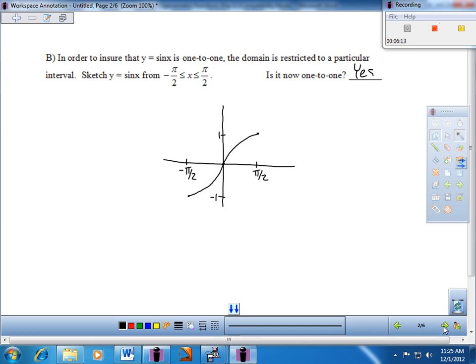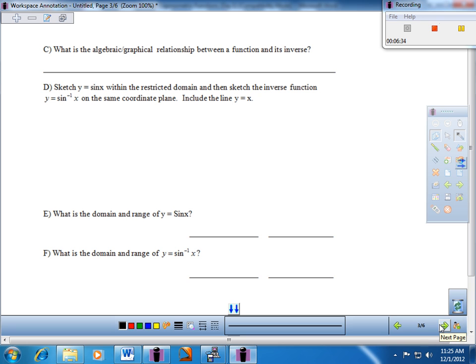Okay, let's go to my next screen. And obviously, I think we should probably review a couple ideas between a function and its inverse. And then we'll check out the graph for the first time and talk about some of the characteristics and so forth. Okay, so part C on your paper, everybody. It says, what is the algebraic and also the graphical relationship between a function and its inverse?